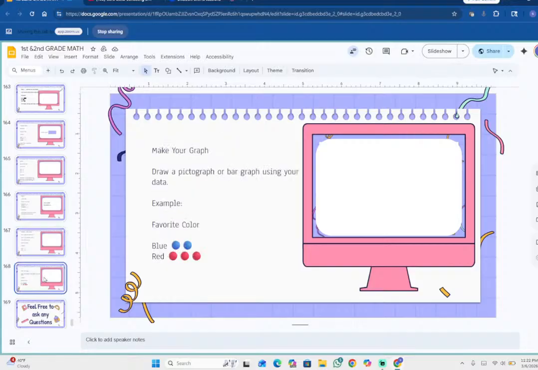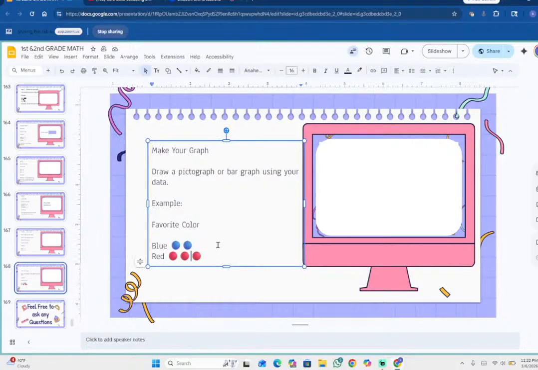Once you've made that graph, you can move on to a pictograph. So you take the number of, for example, if you had 2 blues here and 3 reds, so you could draw in colored pencil blue 2 times, so we could distinguish that there are 2 blues, and you could draw red 3 times in red colored pencil to show that there are 3 reds for a pictograph.